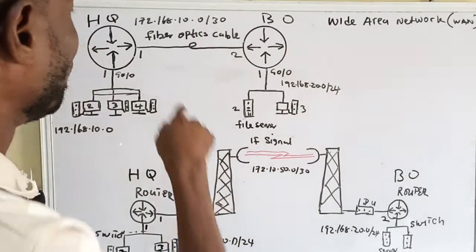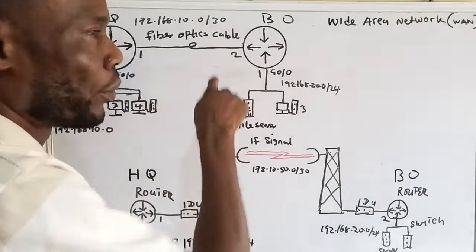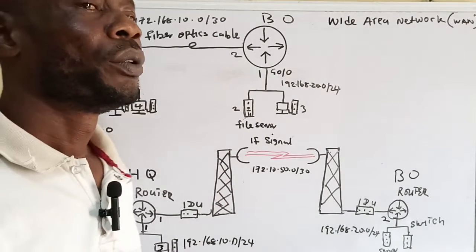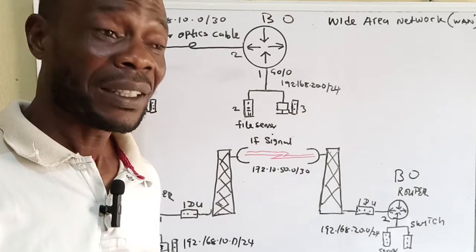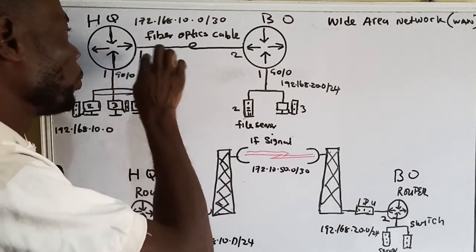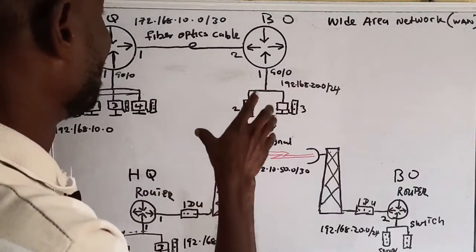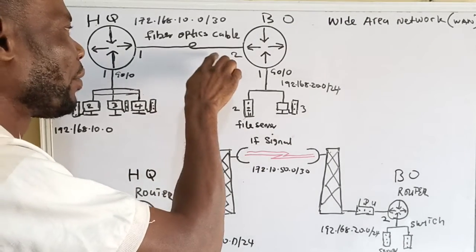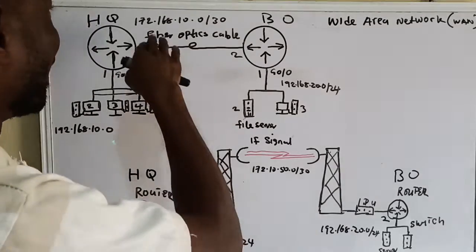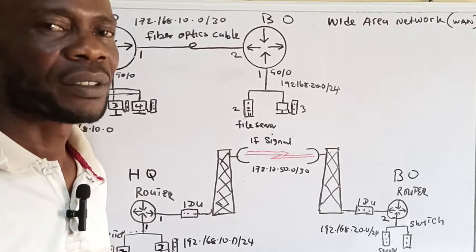Between these two routers is a fiber optic cable. This fiber cable can go several kilometers. In fact, it can go up to 100 kilometers. So these two branch offices are linked using this fiber optic cable.